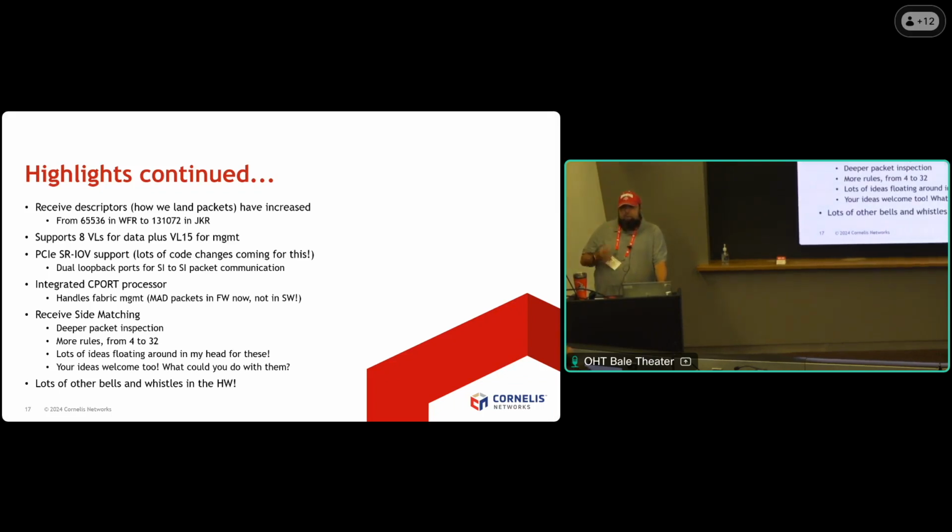Our receive side matching, these are our SM rules. These have increased from 4 to 32. I've got a number of ideas for how we can exploit this. We are using it for certain things, but there's still going to be a number of these left over. And this is one way that I would like to engage with you folks on, how you can take advantage of these. And I'll talk more about these.